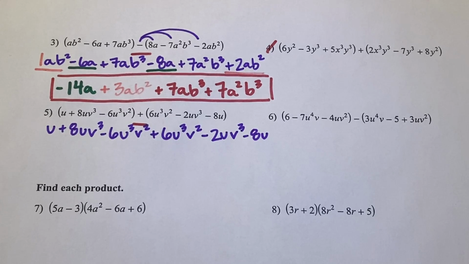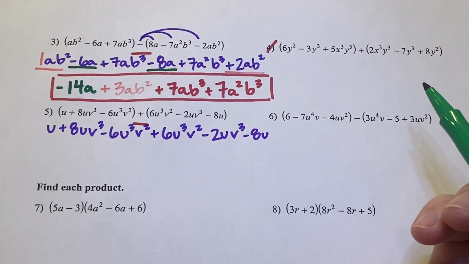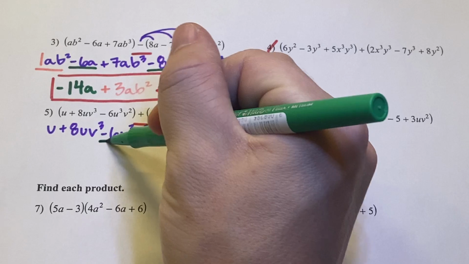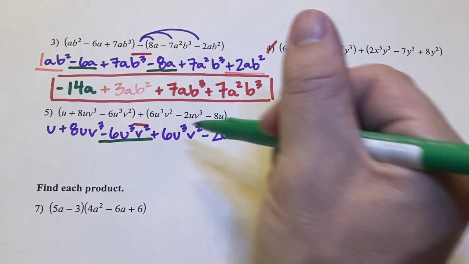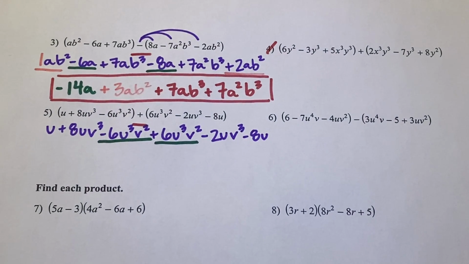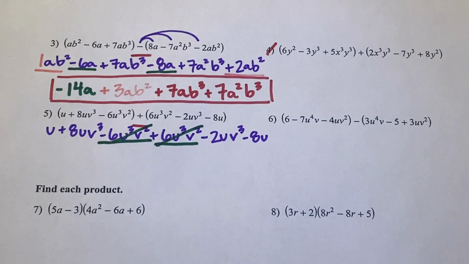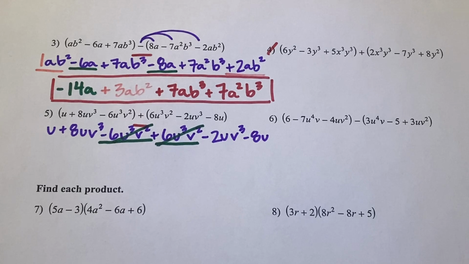All right, who can give me some like terms up there? It's got to totally match up. Same variable, same power. Kaylee, what do you see? Negative 6u cubed v squared with 6u cubed v squared. Nice. So I got negative 6u cubed v squared plus 6u cubed v squared. Wait a second. What is negative 6 plus 6? 0. Do we have to write plus 0? No, that doesn't make sense. So we're just going to get rid of them. You see any other like terms up there?